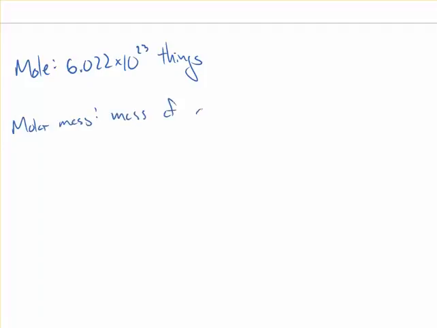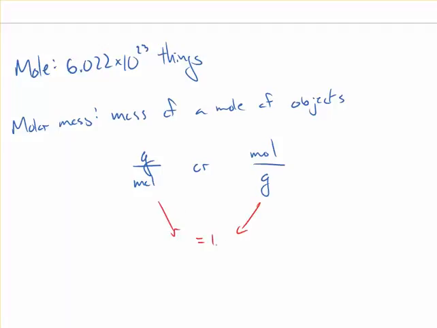So let's review the terms we have. A mole is 6.022 times 10 to the 23rd things. A molar mass is the mass of a mole of objects. It can be expressed in grams per mole or 1 mole per some number of grams. Both of those terms are convenient because they both equal 1. And because they equal 1, they can be used in conversion factors.